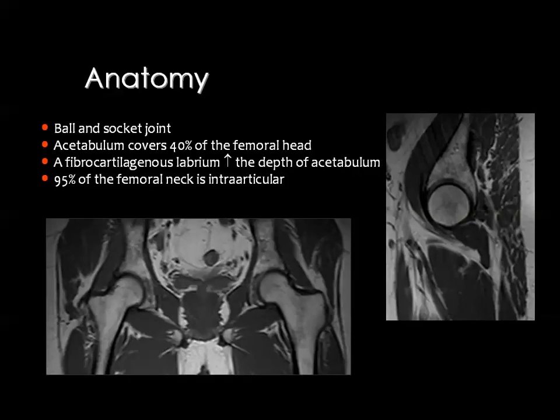And the hip anatomy is very simple because we do not have too much anatomy here. We have the acetabulum, which covers about 40% of the femoral head, and the acetabulum is deepened by the acetabular labrum, which is a fibrocartilaginous structure. We'll discuss it in full details. And you should know that most of the femoral neck is enclosed within the hip joint capsule.